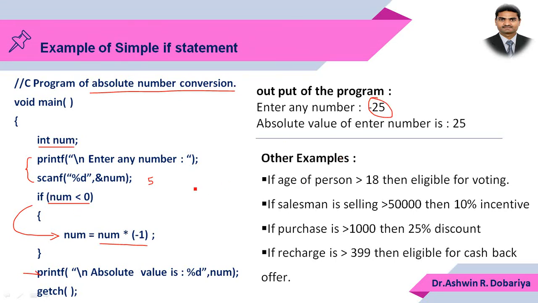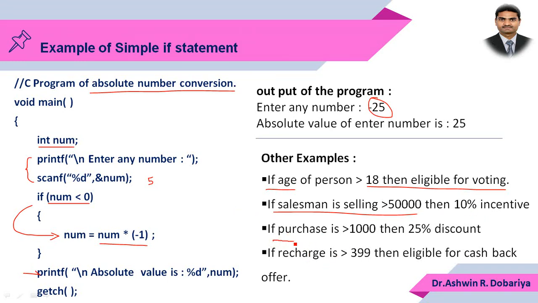Now the same kind of example, suppose you want to write a program in which, if the age of the person is greater than 18, then and only then he is eligible for voting. If age is less than 18, then we don't want to do anything. So in that case only the if part is required. Similarly, yes, if the salesman is selling more than 50,000, then and only then we want to give a 10%. But if less than 50,000, then we don't want to do anything. Then again we can use a similar type of condition.